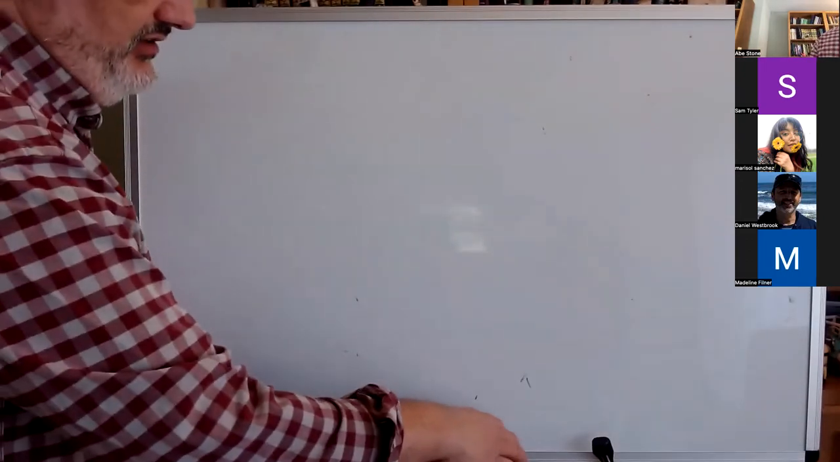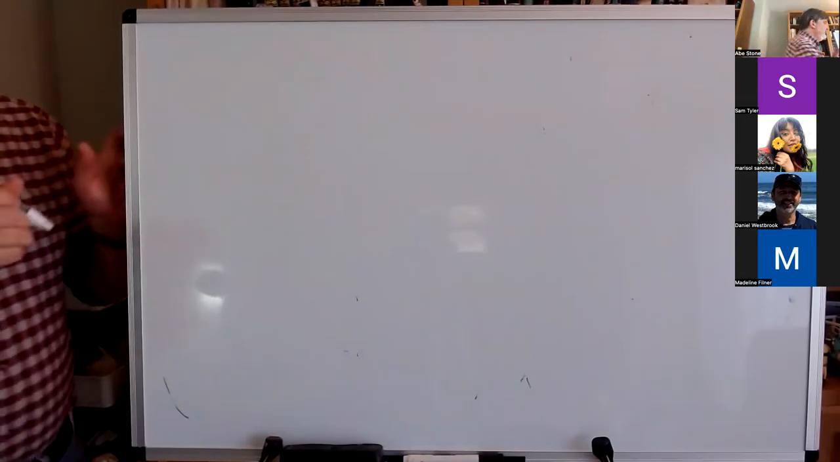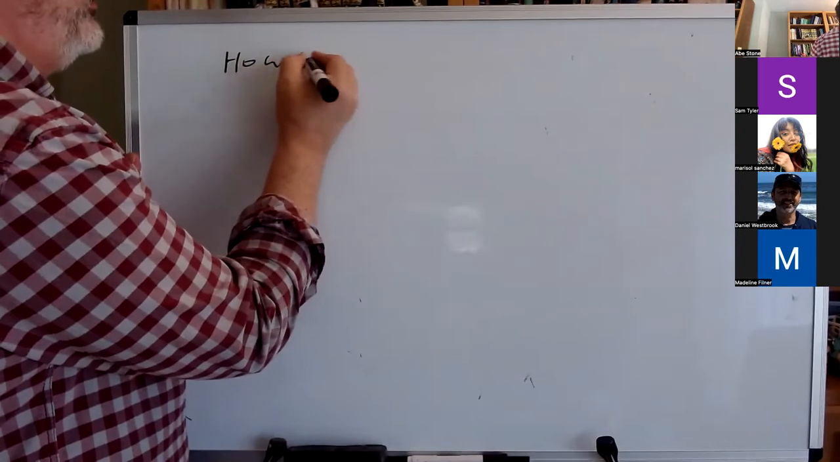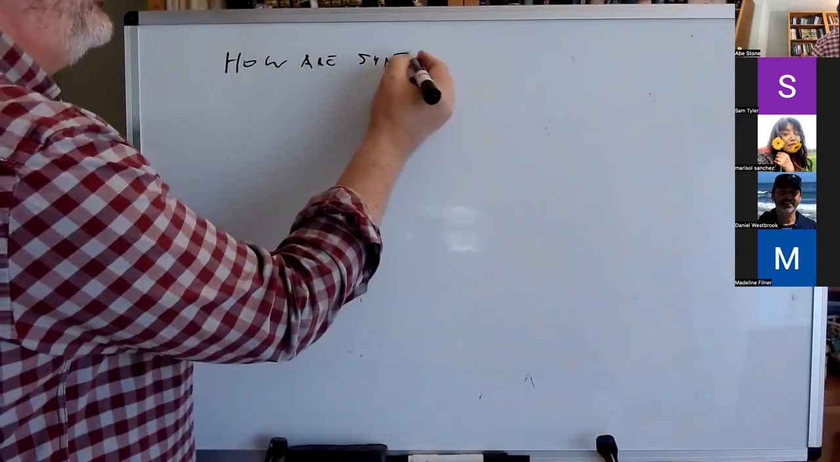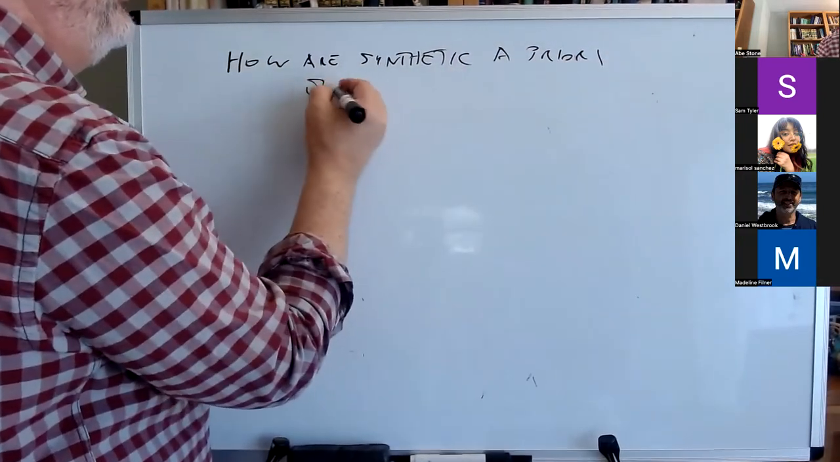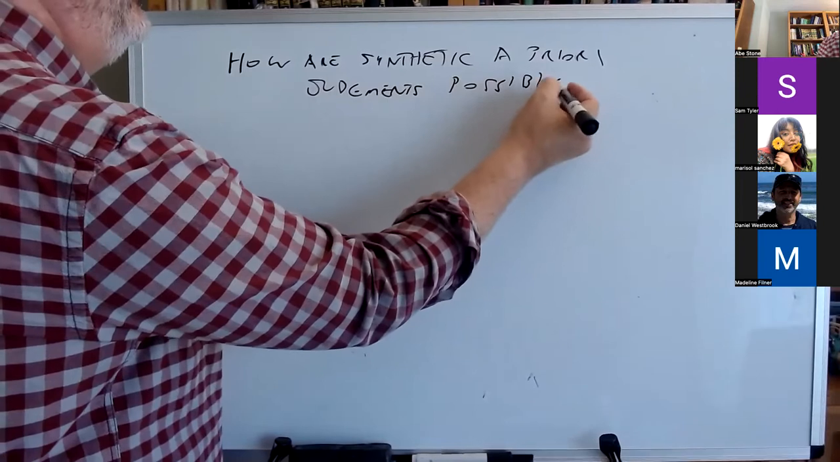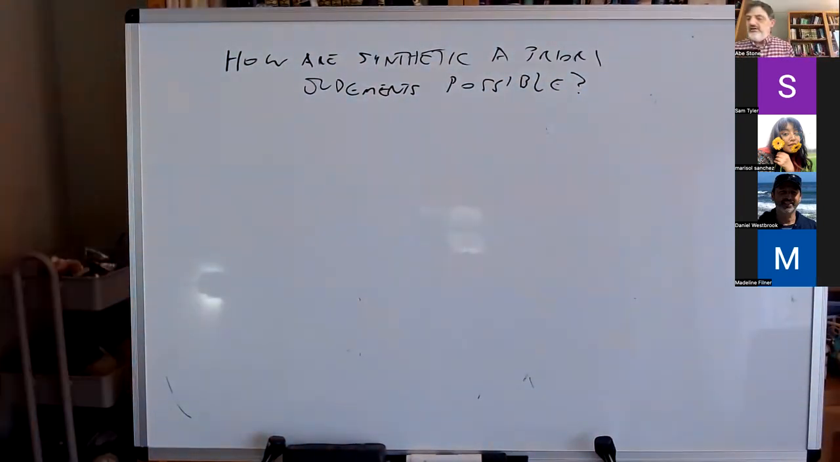Okay, well, then after that, in this course, I like to start by saying where we are in the book. So we know that the main question of the book is how are synthetic a priori judgments possible? And there are two parts to the answer.